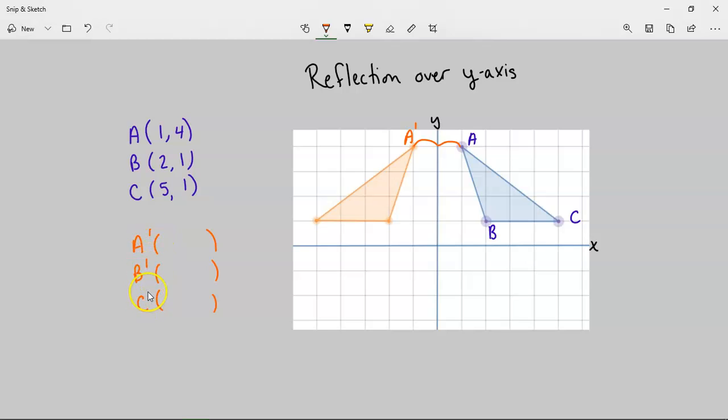Alright, so just remember these little marks right here are prime symbols. It's telling me that that is the end image, okay? So technically this blue figure right here is the pre-image, it's what I start with. The image is what I end with.